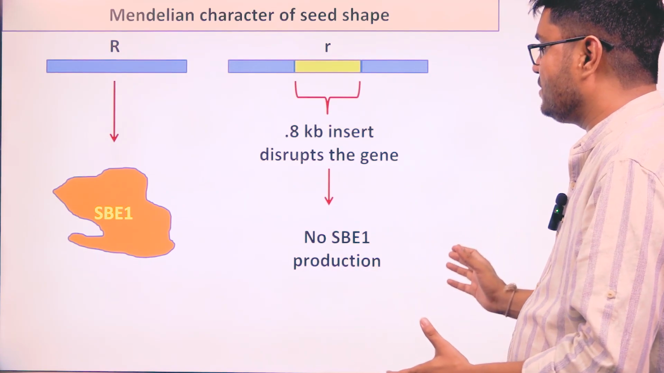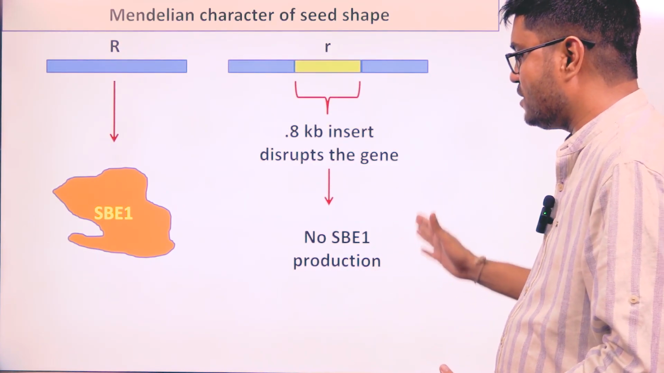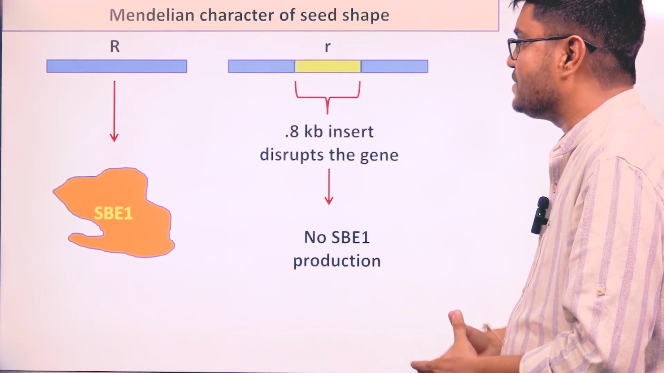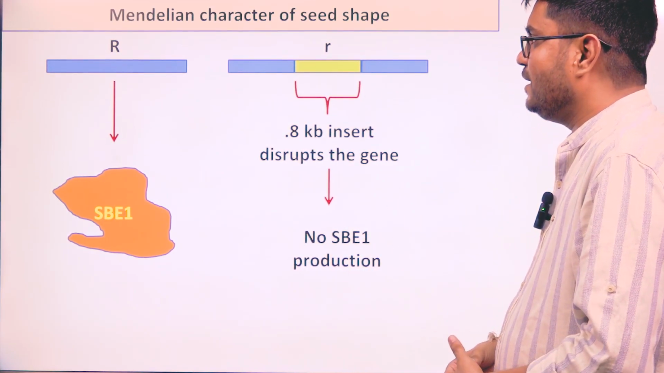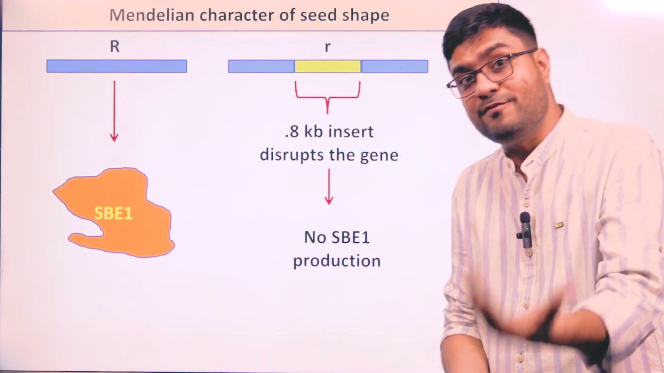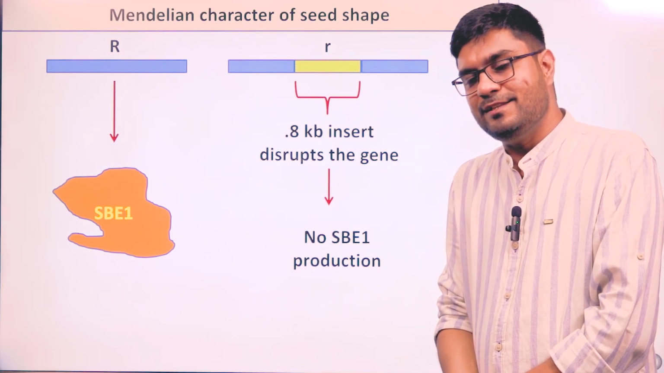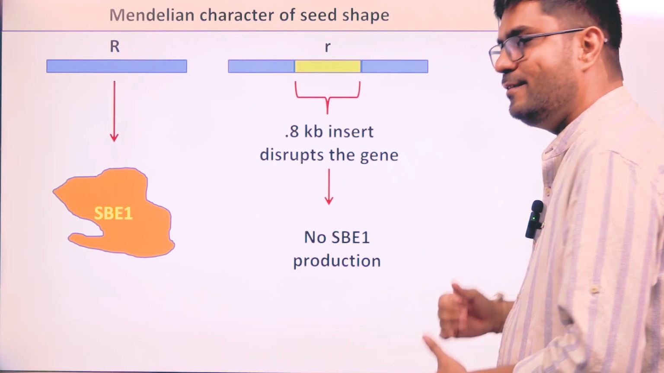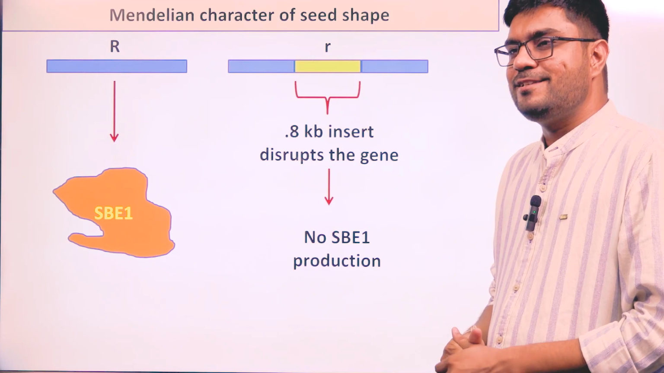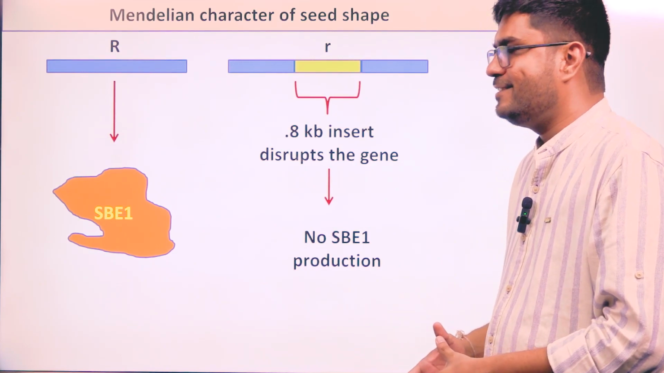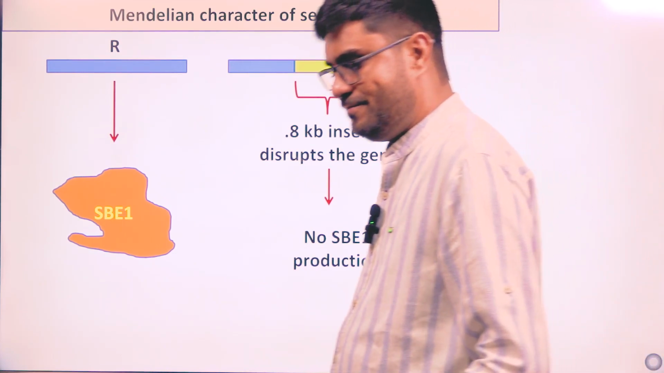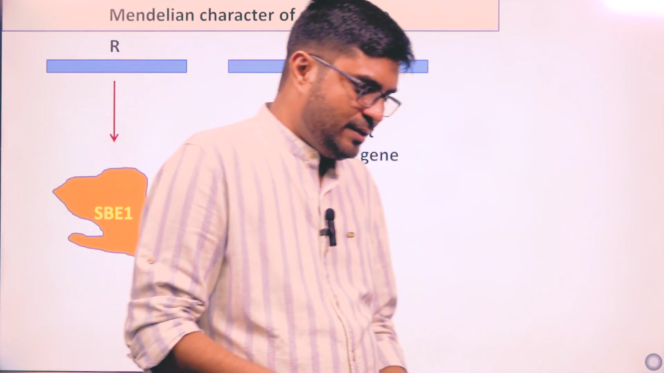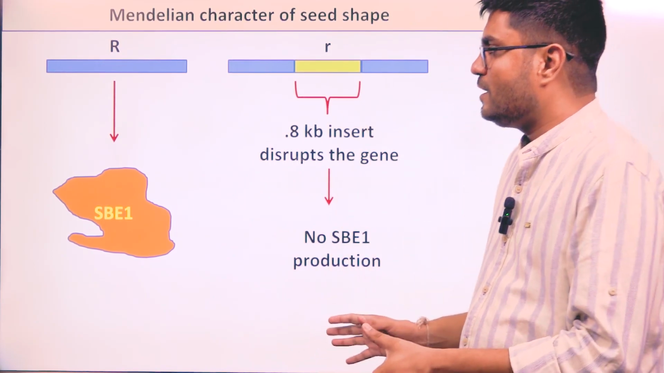The gene structure is disturbed, so no mRNA will be coming, and no starch branching enzyme will be produced. That is the recessive allele. If the enzyme is absent, the function will not be there, and if the function will not be there, the result will not be there. If the result will not be there, then there will be no phenotype, and no phenotype is what? Wrinkle seed. So there is nothing called a recessive or wrinkle seed.